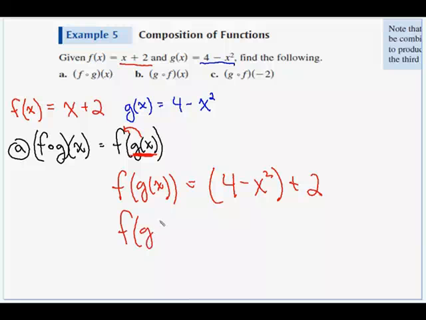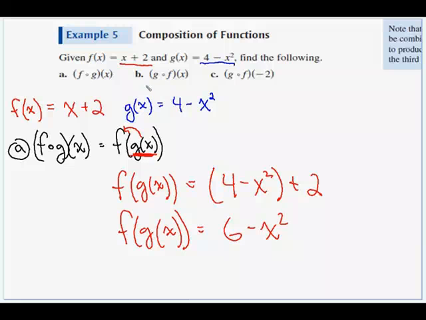And f of g of x is equal to, I can disregard the parentheses because we're adding. 4 plus 2 is 6. 6 minus x squared. That is my composed function, f composed g of x.